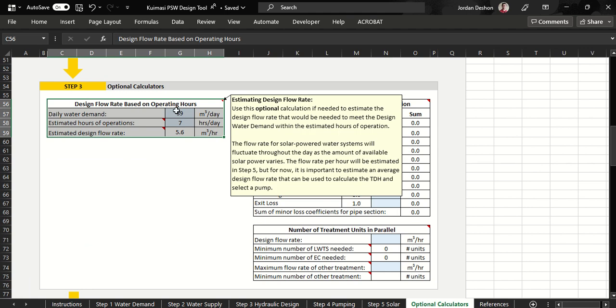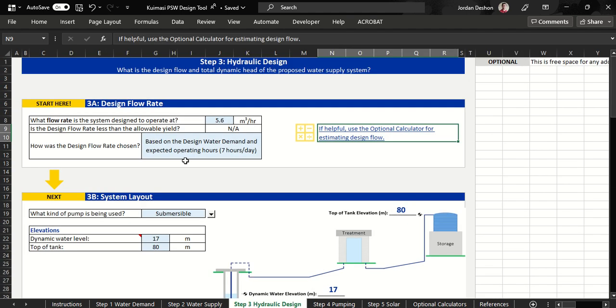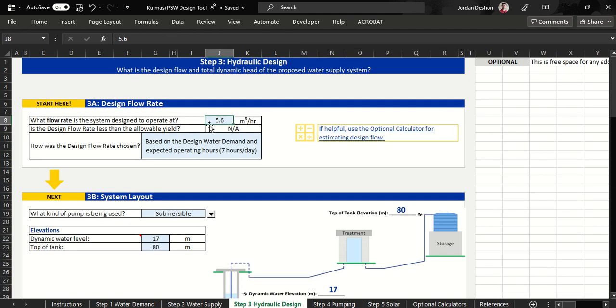It highlights the table of interest, and you might remember too, hovering over any of these cells with a red triangle in the top right corner makes these notes appear that give helpful explanation to the optional calculators and terms used. But we enter the design water demand and then the estimated hours of operation per day for the system to get the estimated design flow rate of 5.6 meters cubed per hour. So we can see the design engineer has written that value here.